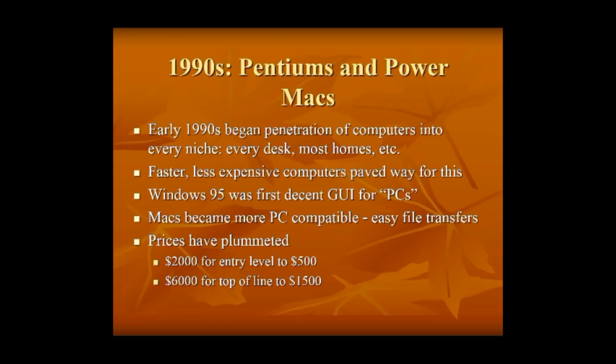And this one is faster and less expensive. Computers paved the way for this. Aside from that, we used the Windows 95 OS, or operating system, in the Pentium computer. Windows 95 is the first decent graphical user interface. Because beforehand, class, when there was no OS like that, we were just using text-based computers.